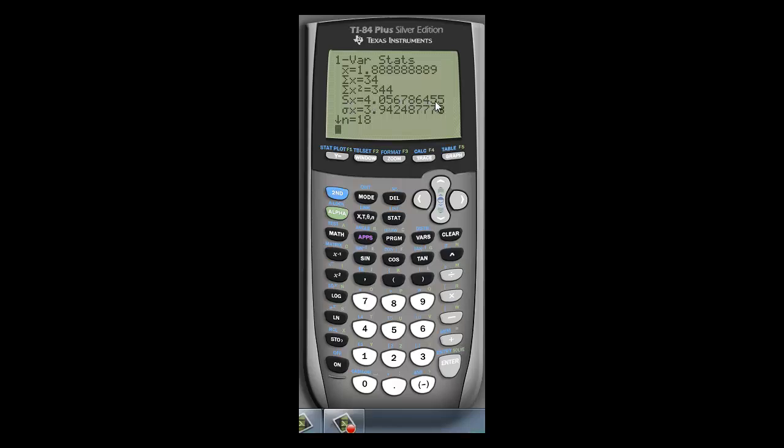S of X is the sample standard deviation. Okay, so that would be very helpful. Calculating sample standard deviation is very tedious, so this is very helpful and will save you lots of time.